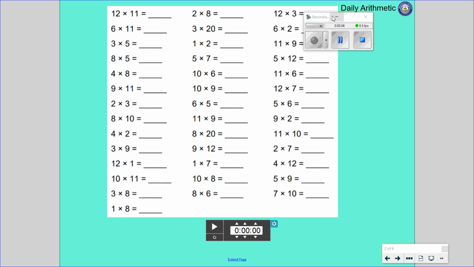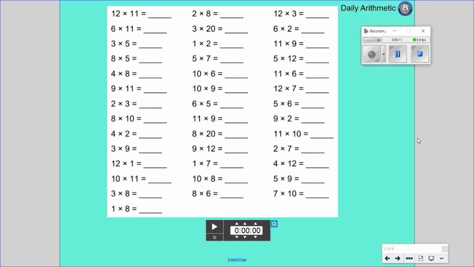Okay, daily times table practice. Again, time yourself for a minute. I'd like you to pause the video now and have a go at this.